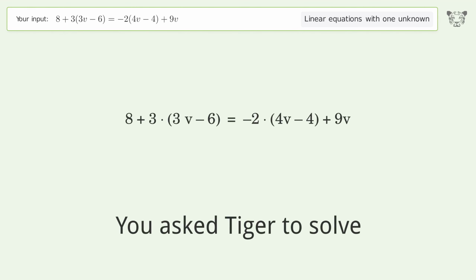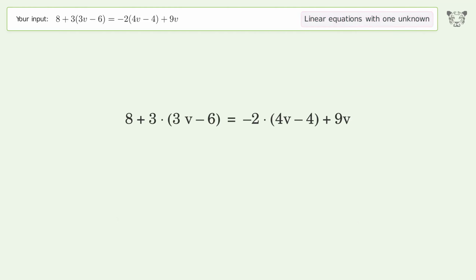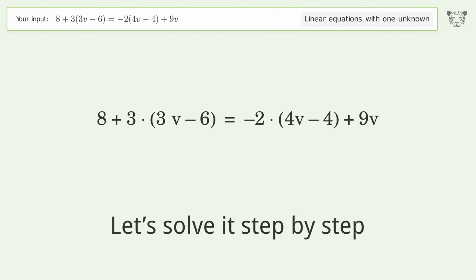You ask Tiger to solve this. This deals with linear equations with one unknown. The final result is v equals 9/4. Let's solve it step by step.